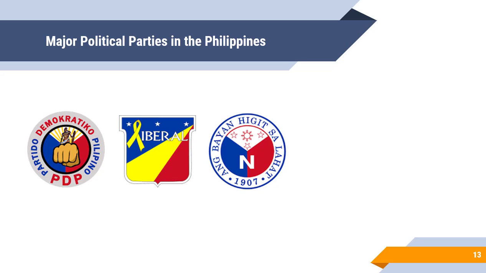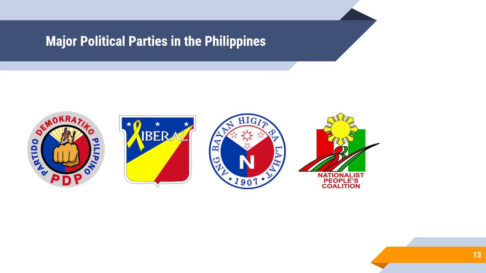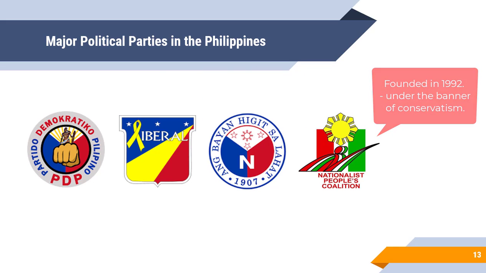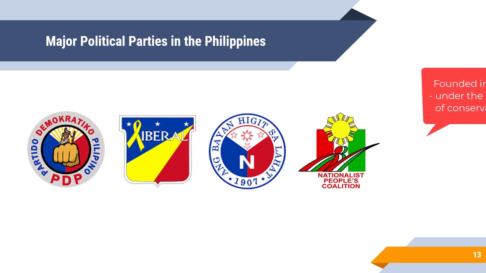The Nationalist People's Coalition, or NPC, founded in 1992. It is stated that they are under the political ideology of conservatism. However, in the past few years, there has been a lack of clear goal from the political party.